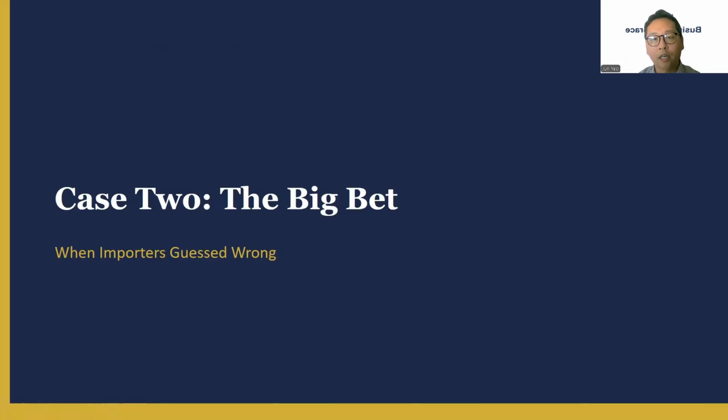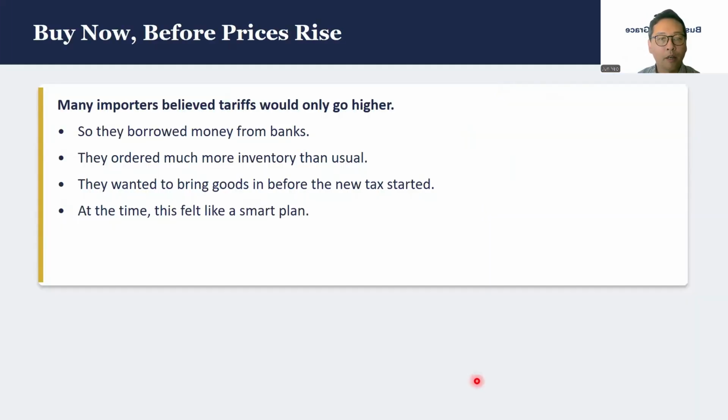Now let's look at our second story. This time, it's not one big company, it's many small importers. They made a big bet on tariffs. Many importers believed the tariffs would only go higher. So they took out loans. They borrowed money from banks because they expected the tariffs would go higher and higher.